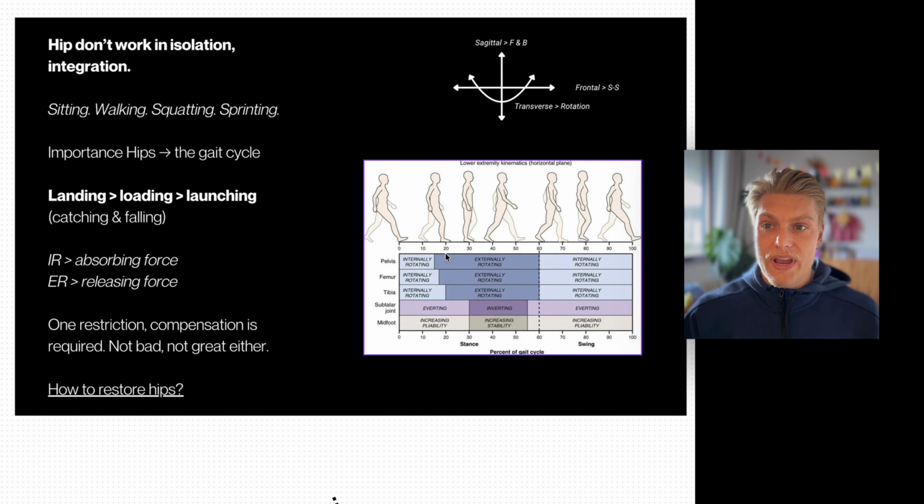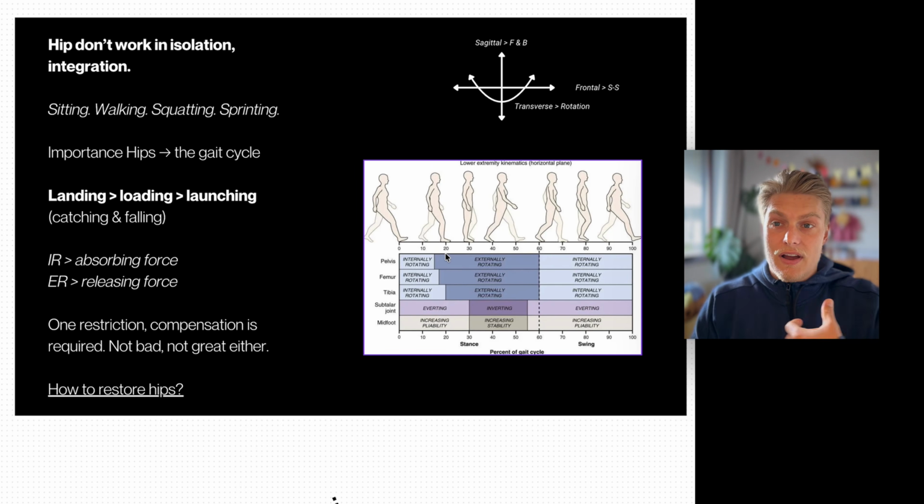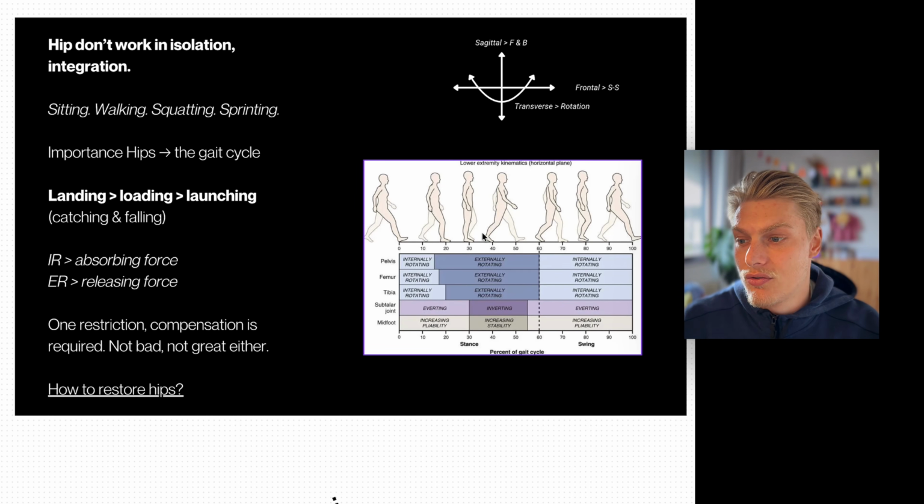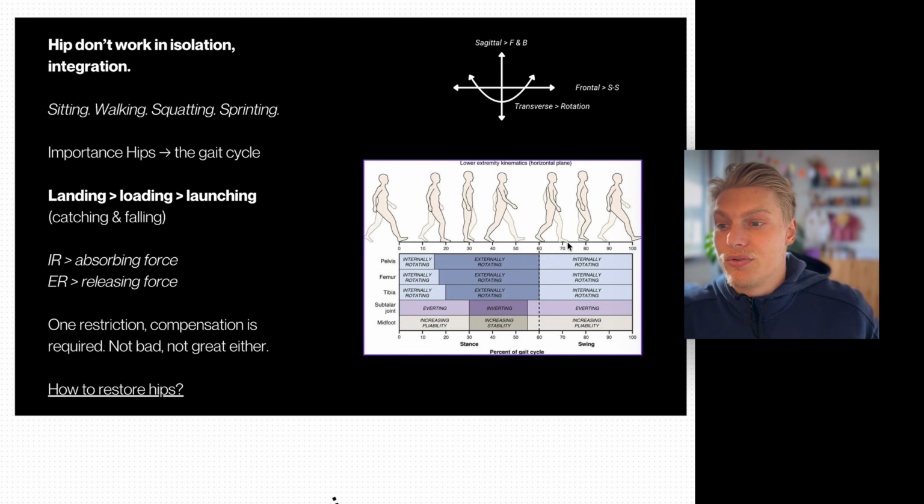And then once we have maximally loaded, maximally pressed force into the ground and have it come back at us, we then go more into an external orientation in which the pelvis, femur, and tibia all move more into an external orientation in order for us to push forward, to launch ourselves. So from midfoot to all the way of late stance before swinging is when we are moving into an external orientation and then push forward.